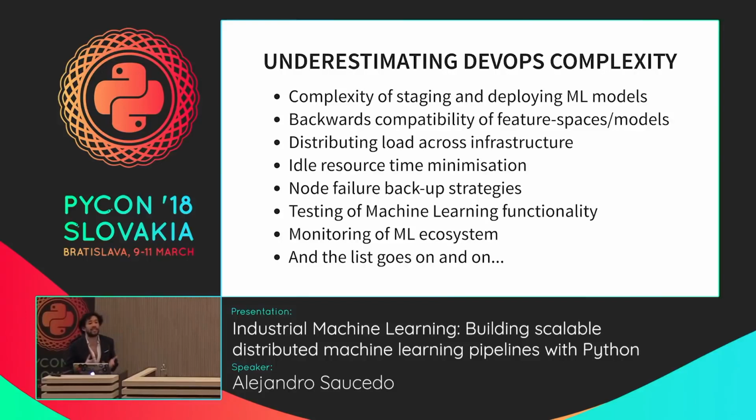And we often underestimate how complex the DevOps side is. It's the complexity of staging and deploying machine learning models. What if it doesn't work? How do you revert it? Backwards compatibility of feature spaces or models. Distributing load across your infrastructure, so that the size of the data doesn't clog a machine that is already using half of the RAM. Reducing idle time for instances. A node failure backup strategy so that if one fails, we can still pick up the task.